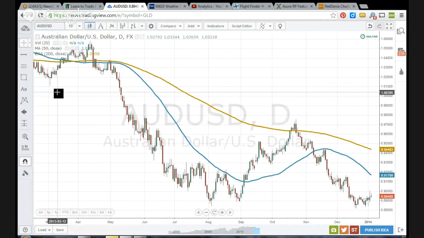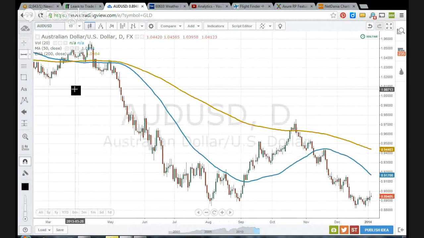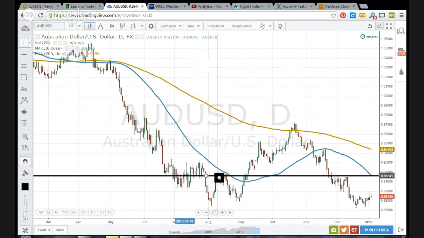Aussie US dollar, nothing. Maybe this is the bottom, but let's see, where would I need to pull back to? At least to here, right? Oh, that didn't appear properly. At least to here, I would say, yeah.